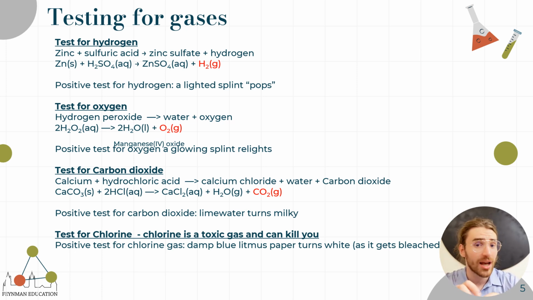Now, why do we use damp paper? It's because it allows the liquid on the litmus paper to react with the chlorine, whereas the dry litmus paper wouldn't react on its own.